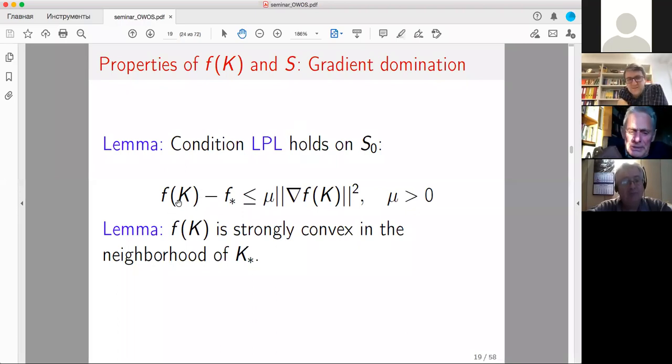Okay, roughly speaking, this condition claims that when the gradient is small enough, our function is close to its minimal value. And moreover, our function, well, it's not convex, but locally, in the neighborhood of the minimum point, it's strongly convex. Okay.